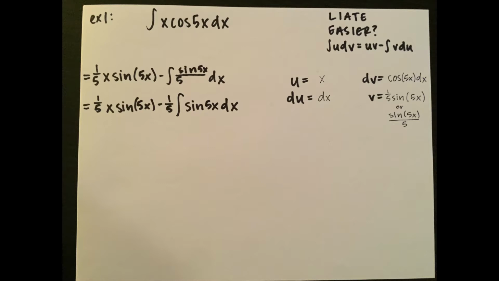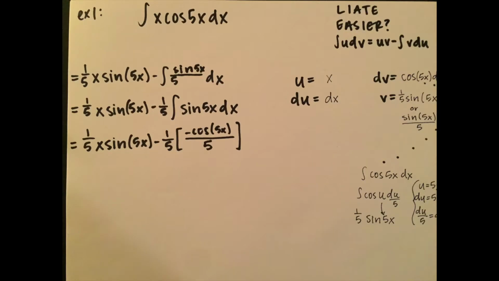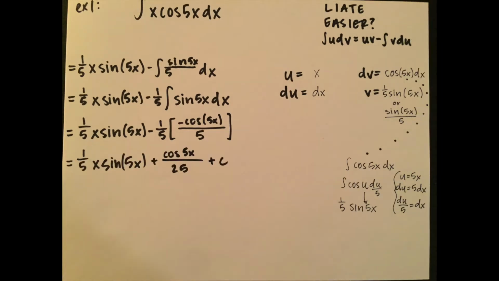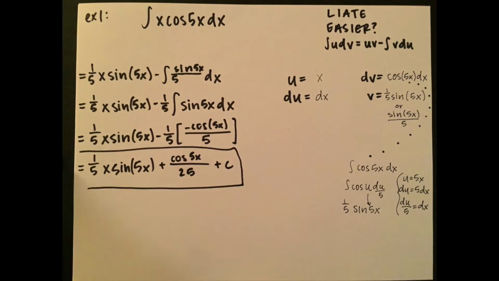Using the variables we determined, we can now plug into the standard parts formula. Based on that formula, we have 1 over 5 x sine 5x minus, and we're going to pull out the 1/5 times the integral of sine 5x dx. After the integral, that becomes 1 over 5x times sine of 5x minus 1/5 times the negative cosine of 5x over 5. We're going to do some quick algebra, and we end up with the answer 1/5 x sine 5x plus cosine 5x over 25 plus c, because it's an indefinite integral, and you usually get a point for that on a test for just remembering it.